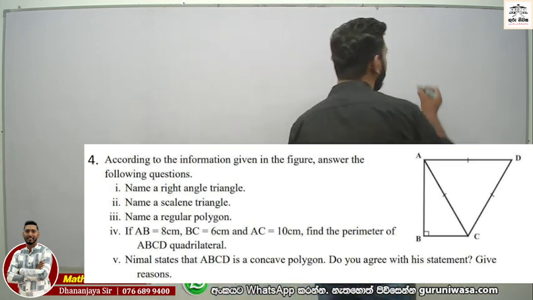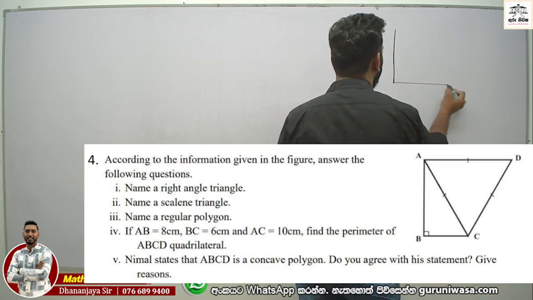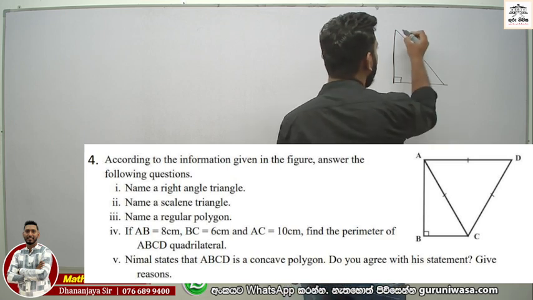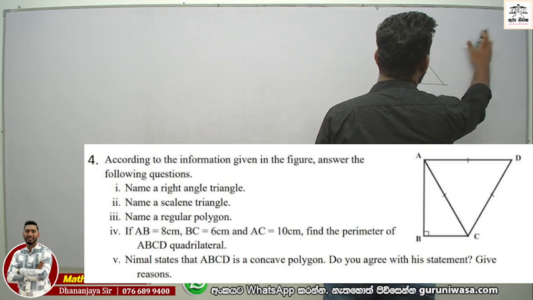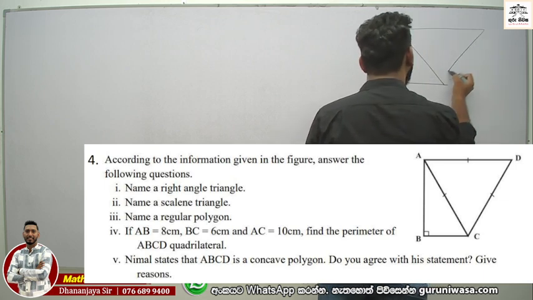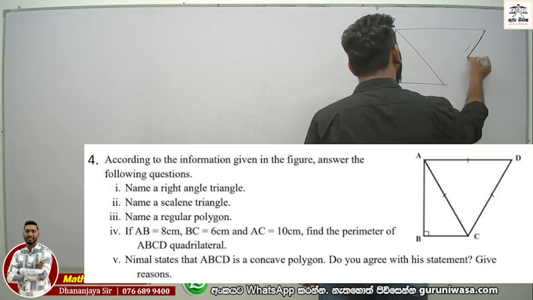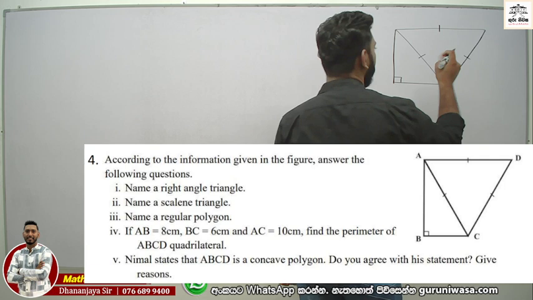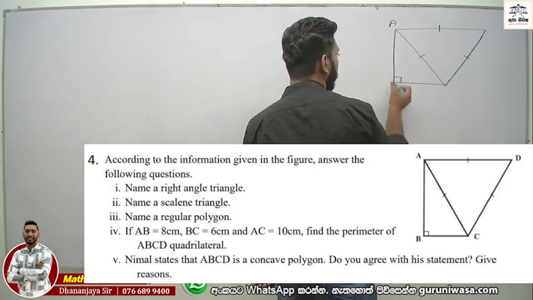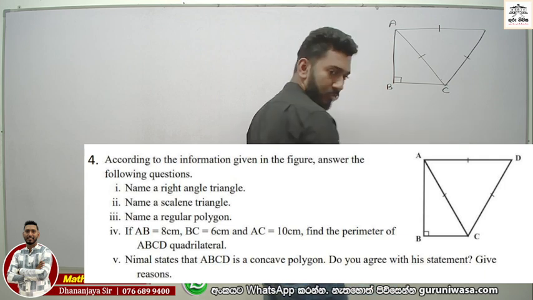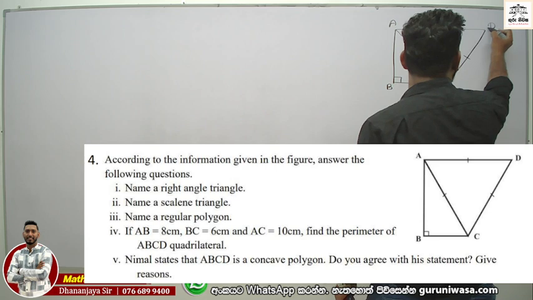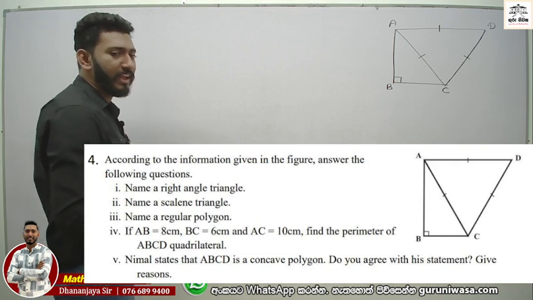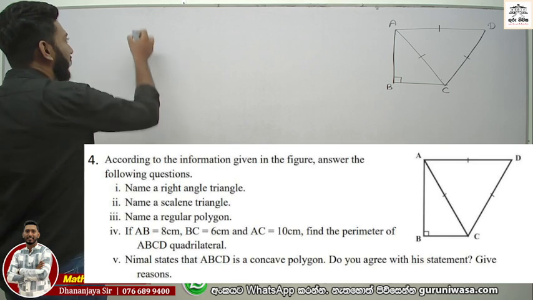Now, I'm going to draw the figure. This one is the meaning of the right angle. These three are equal. A, B, C, D. Right. Now name a right angled triangle.